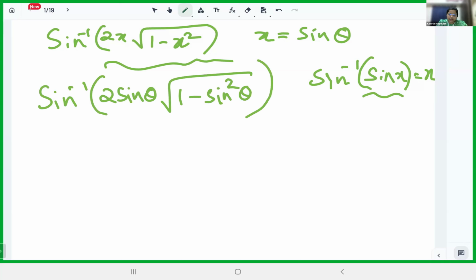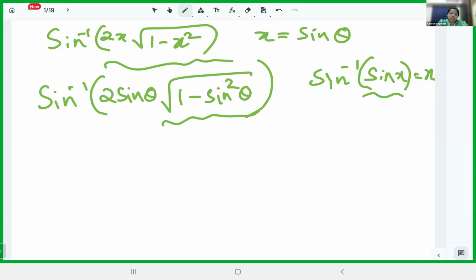So, did you understand what I have done? I have put x is equal to sine theta and substituted in the left hand side of that equation, that is sine inverse of 2x into root of 1 minus x square. In place of x, I have given sine theta. That is sine inverse of 2 sine theta into root of 1 minus sine square theta.